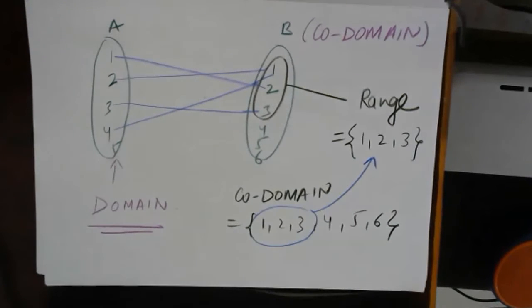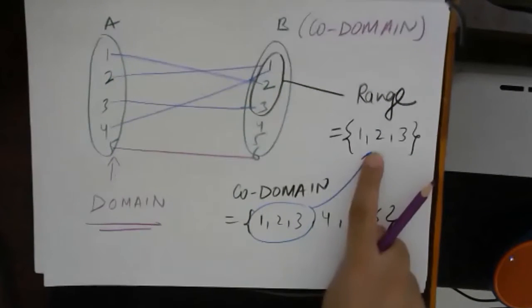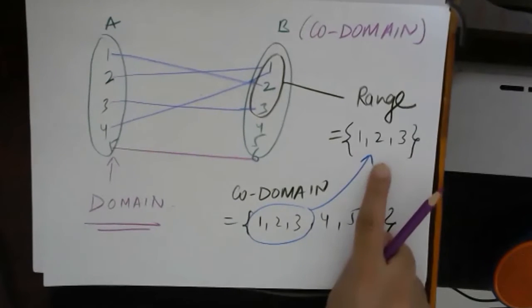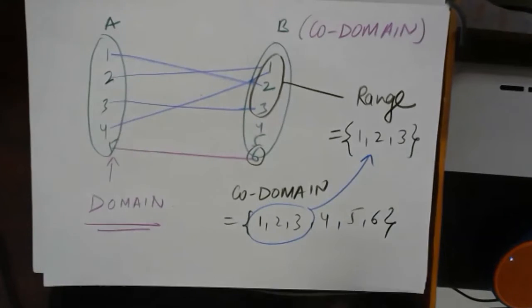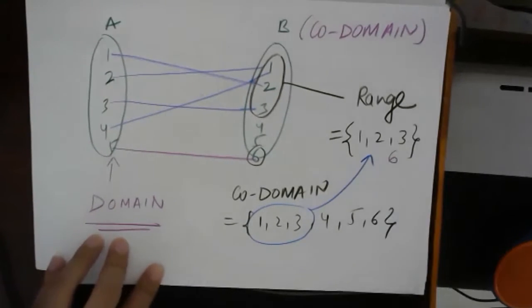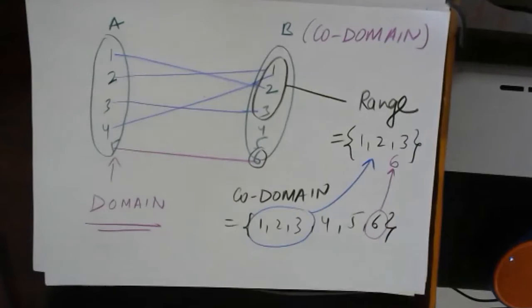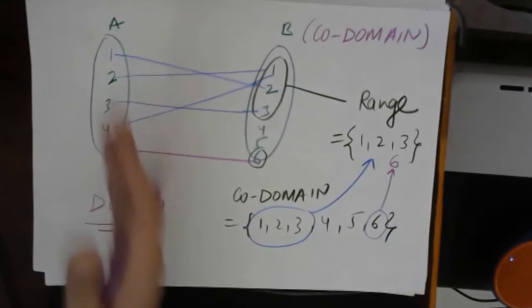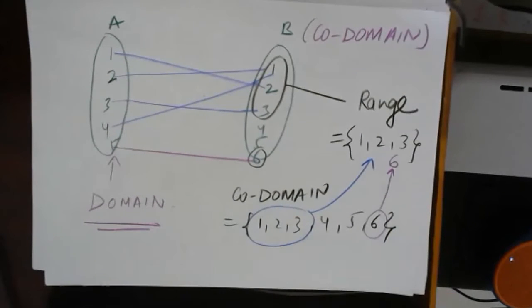Now suppose if 5 was linked with 6, then which element extra will I include? I will include 6 also. So now the range consists of which elements? 1, 2, 3, and 6. Here 6 will also be used. So range and codomain, everybody understood? And domain is very easy. Domain is from where we are making a relation. This is codomain, and this is the range. Range is the part of elements of codomain which will be used. Okay, understood? Everyone? Fine, very good.